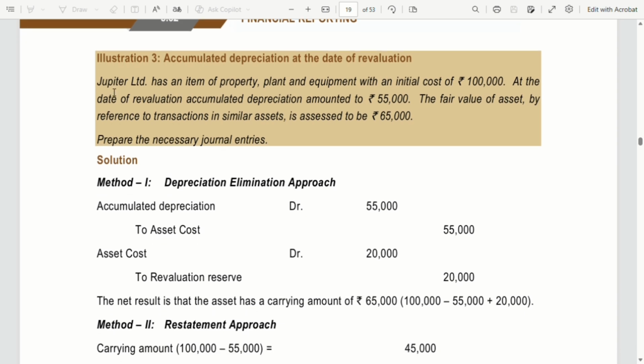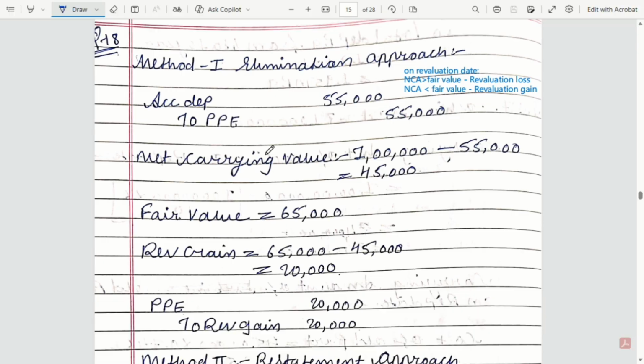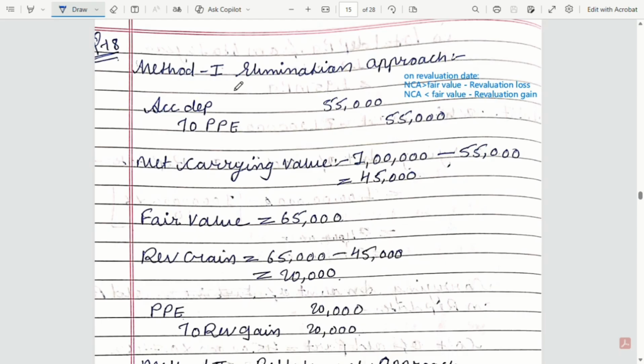Now let's see. Jupiter Limited has an item of property, plant and equipment with an initial cost of 1 lakh. At the date of revaluation, accumulated depreciation was this much and the fair value of the asset was 65,000. Prepare the necessary journal entries. So how are we going to solve this? First, let's see with the elimination approach.